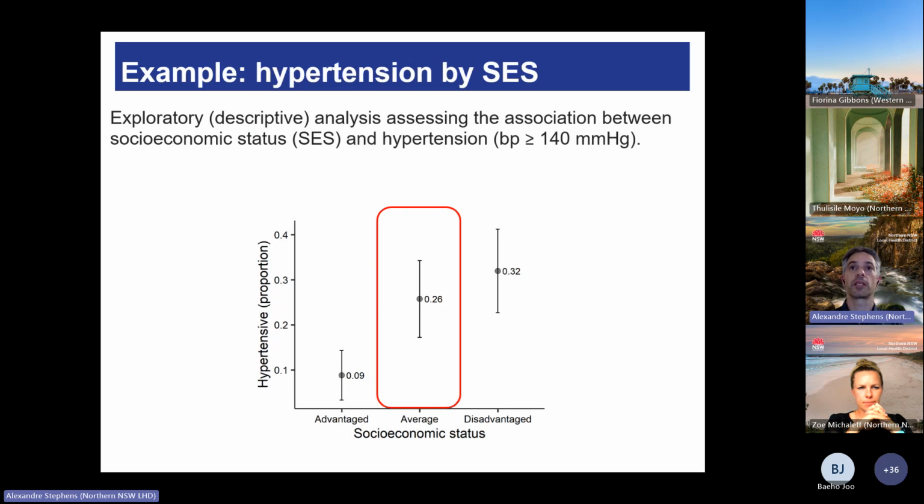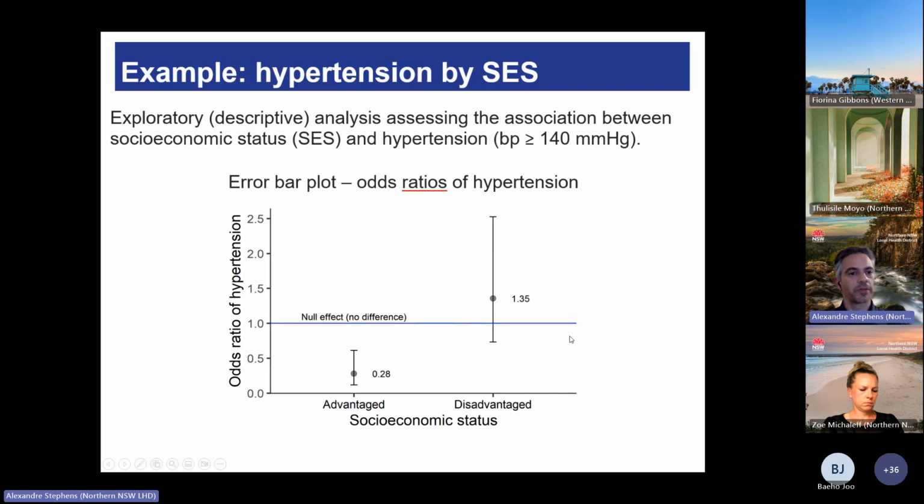And here I've gone with average. So this is going to be the group that we compare all the levels to in a relative sense. So we can immediately see, just by doing a visual examination, that the levels of hypertension are lower in the advantage group compared to average and are slightly higher in the disadvantaged group compared to average. And this is exactly how the statistical machinery will spit out the estimated effects.